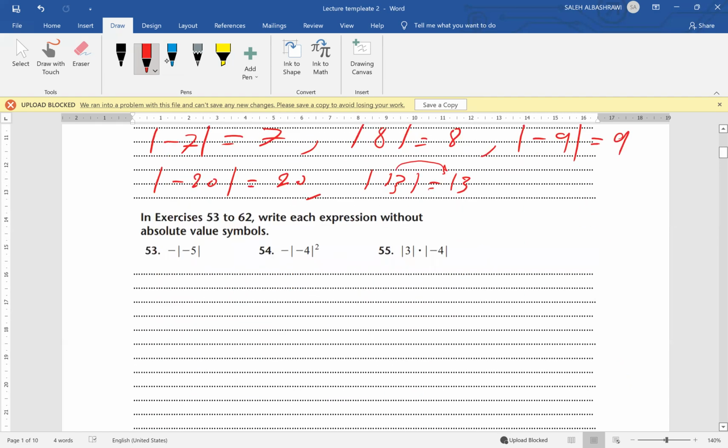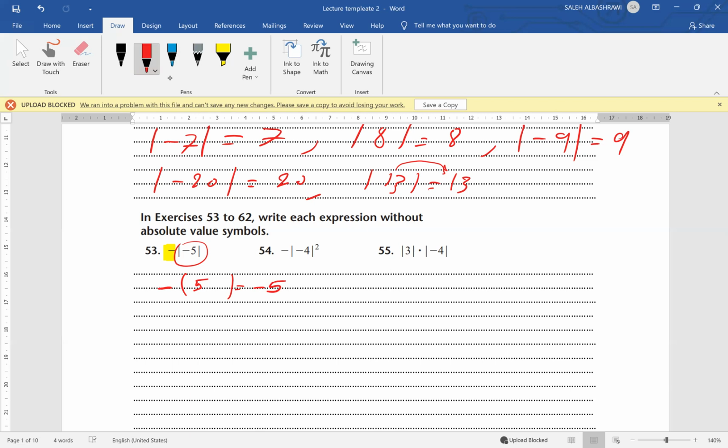More examples or exercises. We need to write each expression without absolute value symbols. Question number 53: minus the absolute value of minus 5. I have a negative outside; this negative I will leave as it is. Now the absolute value of minus 5 is equal to 5. So this is equal to negative 5. The question number 53 gives me minus 5 because I have a negative outside.